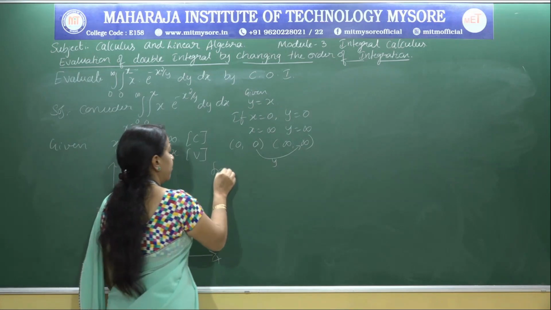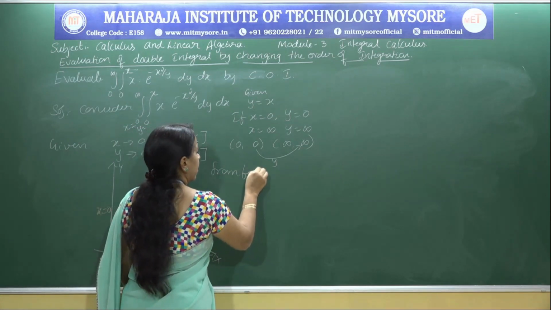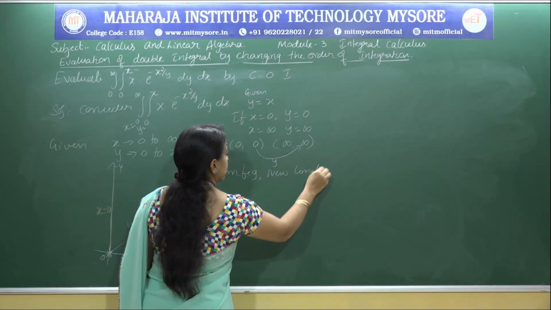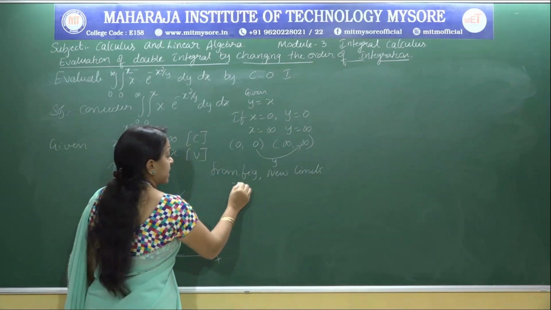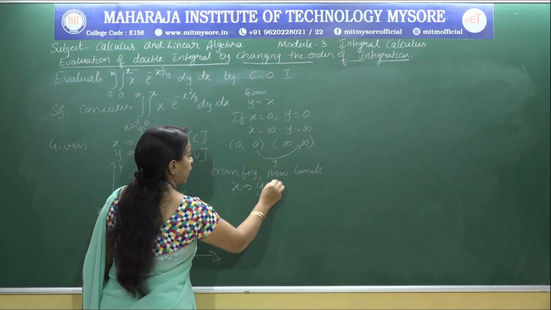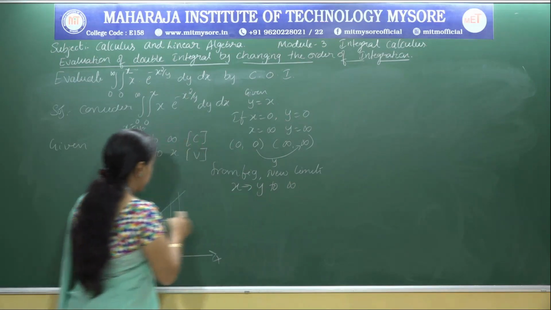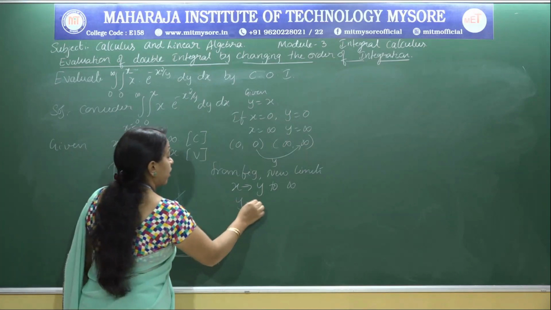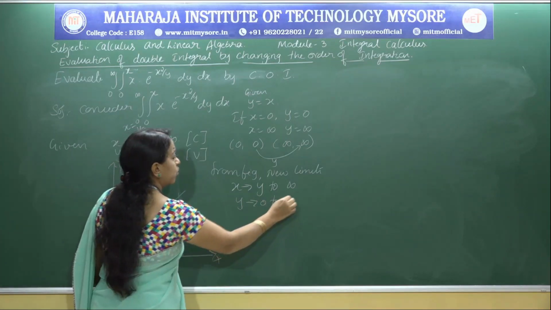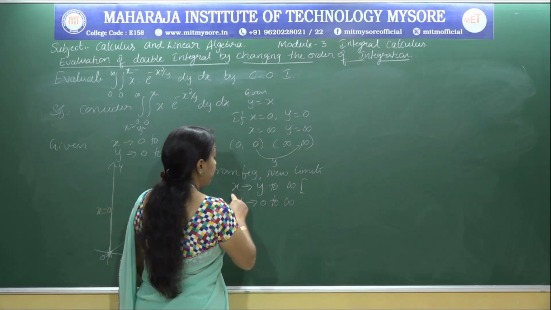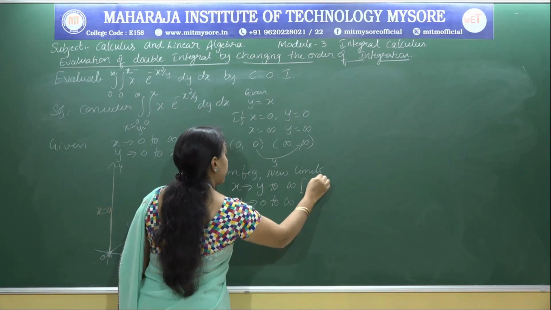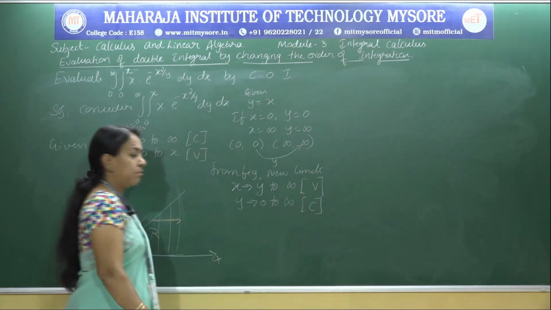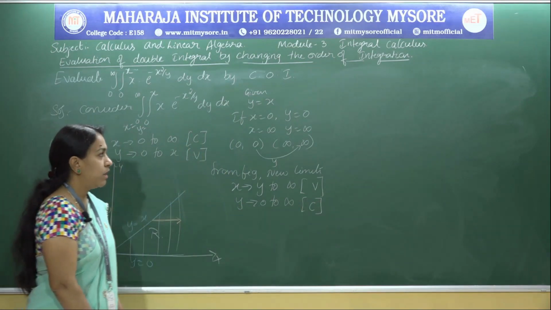So, from the figure, the new limits are x varies from y to infinity, and y varies from 0 to infinity. So, we change x as a variable limit and y as a constant limit, that will be our new limit.